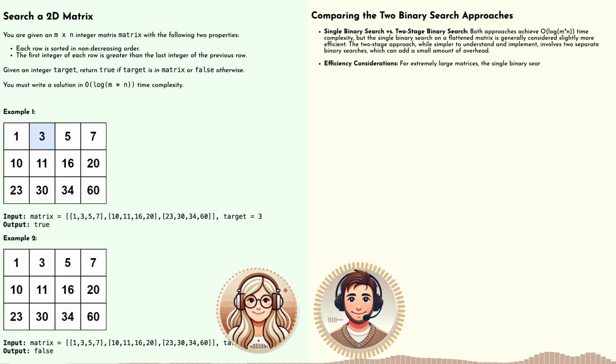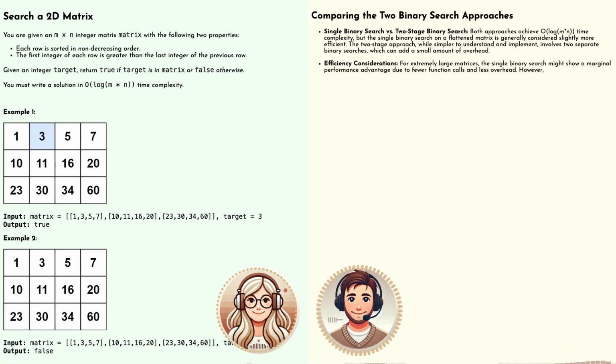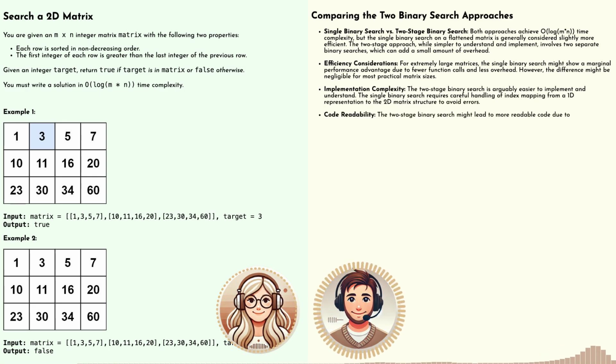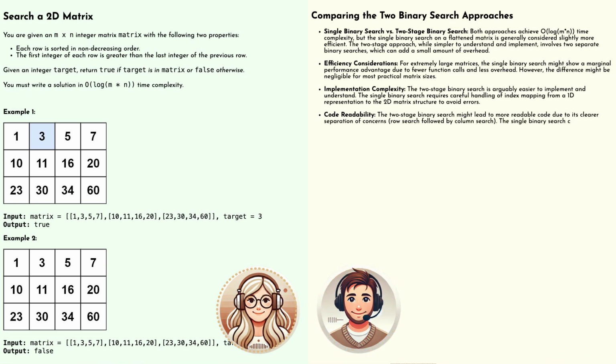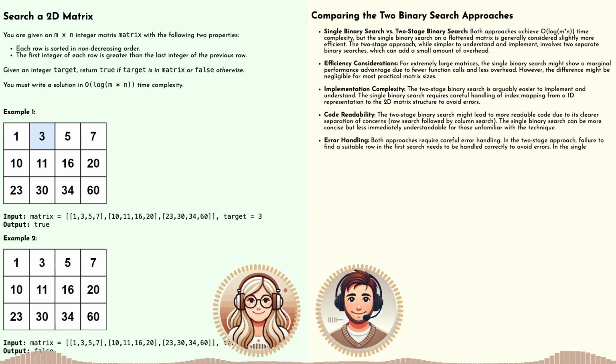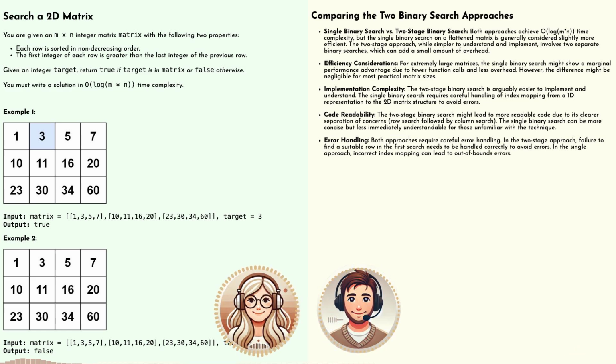So both binary search approaches offer significant speed advantages over a brute force. Big time. But I'm curious, are there any trade-offs we should consider when choosing between the two-stage approach and the flattened matrix approach? That's a great question. While both are efficient, there are some subtle differences. The two-stage approach might be a bit easier to conceptualize and implement for some developers because it follows a more intuitive step-by-step process.